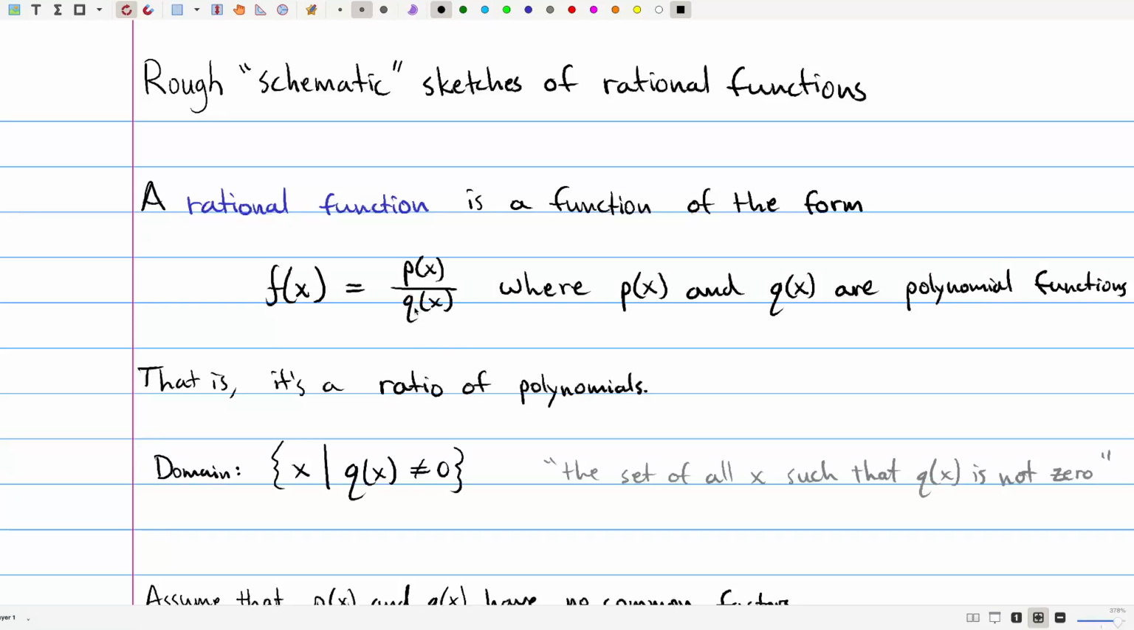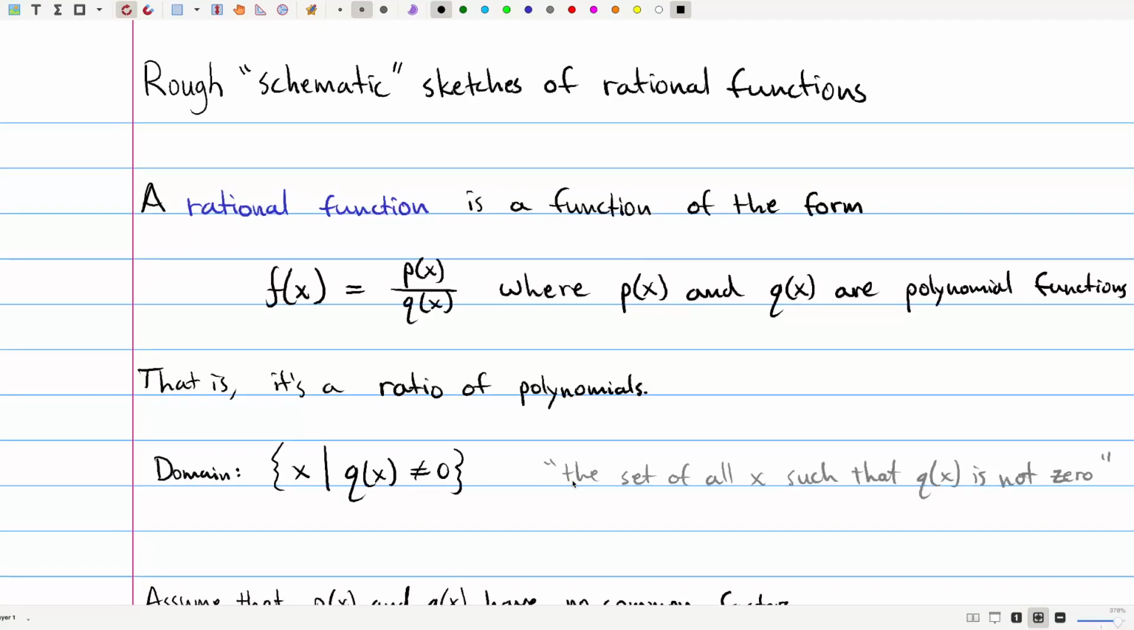And the difference is that, because it's a ratio, you're not allowed to divide by 0. And so the zeros of the denominator polynomial are values that are outside the domain. And so the domain is the set of all x such that q of x is not equal to 0. In words again, the set of all x such that q of x is not 0.